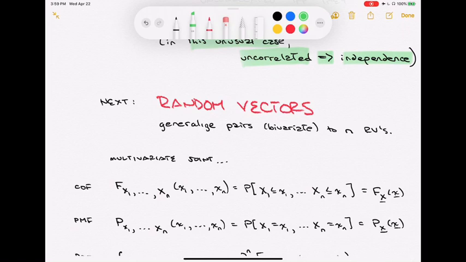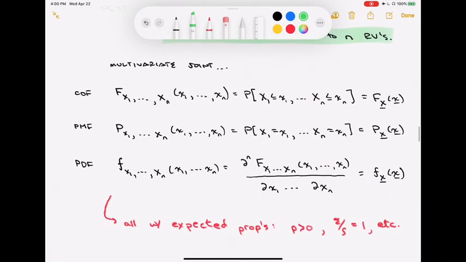Looking at things like pairs of random variables, we'd like to move to more than two. So many applications and situations in electrical engineering involve many random variables, and we need to be able to handle more than just taking things pairwise. This next little section, we're just going to get barely started on today. We're going to be looking at what are called random vectors. This is just generalizing the bivariate case to n random variables. We're going to do this very quickly.